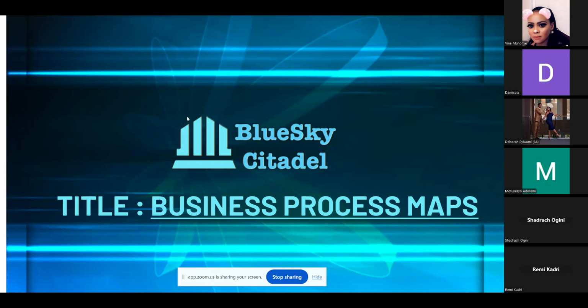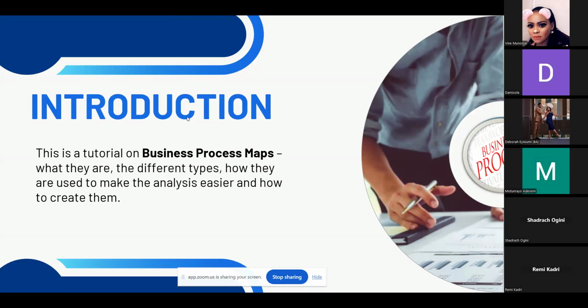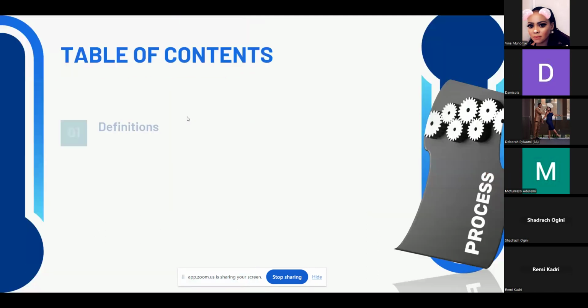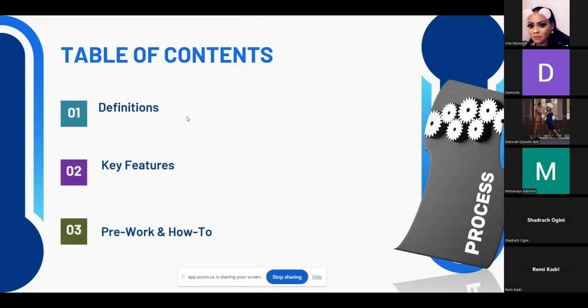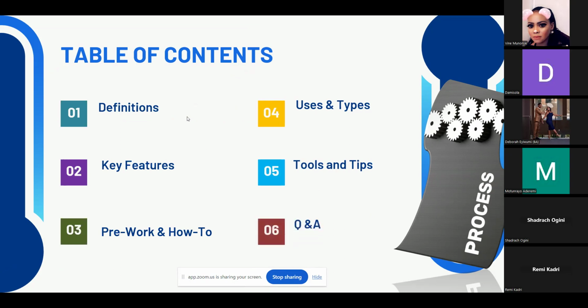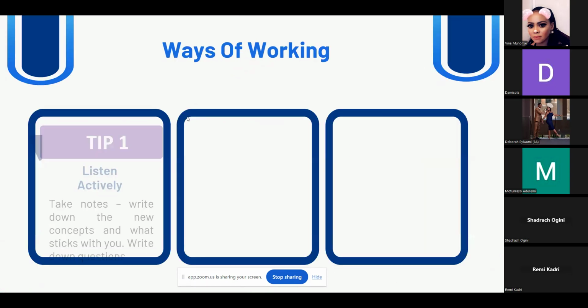Thank you. All right, so this session is a tutorial on business process maps. We're just going to touch on what they are, the different types, how they're used, and how to create them. And at the end of the session, we're going to do a few practical steps on how to do it. Again, we're going to touch on the definition, some of the key features, some pre-work and how to, the uses and types, tips and tools, and then there's the Q&A at the end of it.